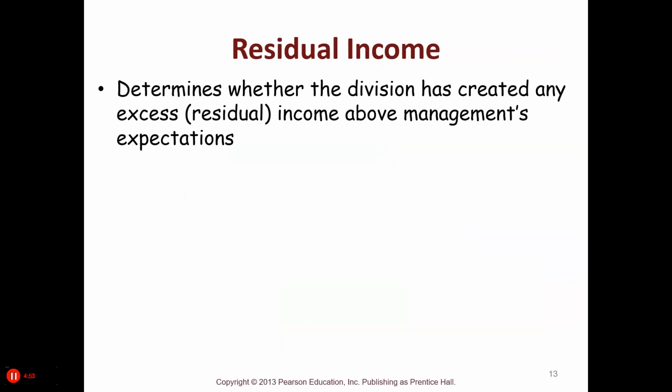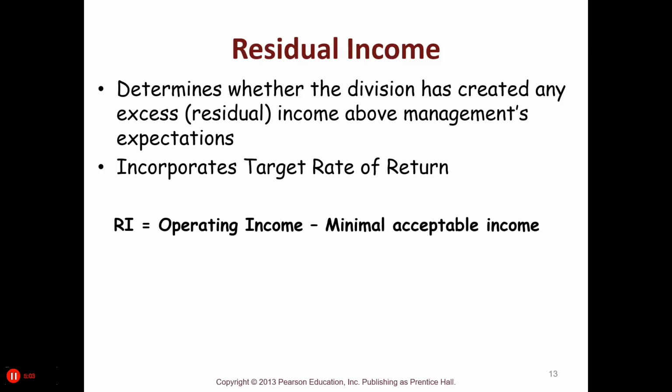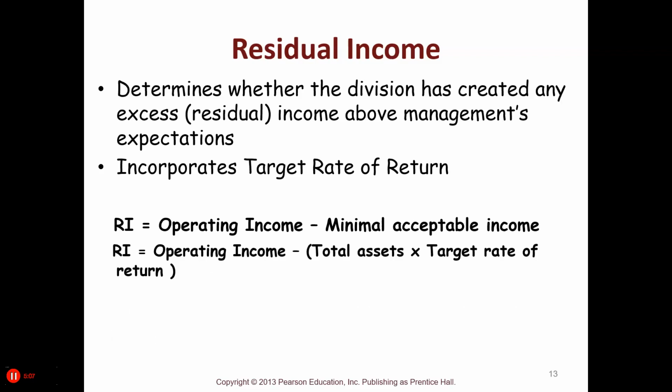Residual income determines whether the division has created an excess residual income over management's expectations. It incorporates a targeted rate of return. So it's going to be operating income minus minimal acceptable income. So it's operating income minus total assets times targeted rate of return.